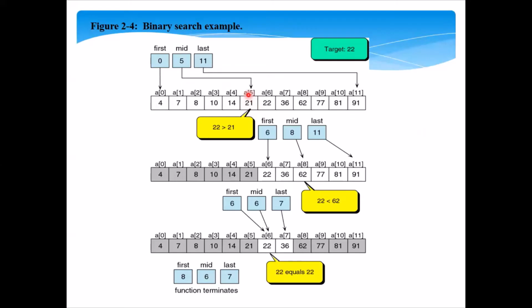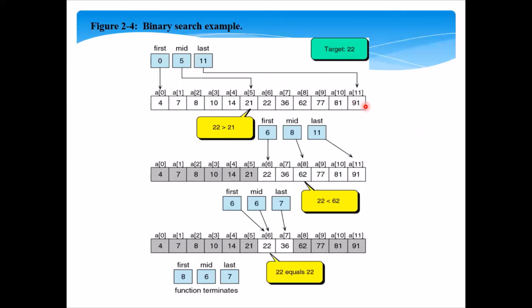We're going to compare the value in the middle element to our target value. In this case, the target value is 22, and 22 is greater than the middle element. So what will happen? We are going to omit the lower half and focus on the upper half, because again, the target value is greater than the middle element. That means the target element is on the right items, or on the upper half. So again, we're going to repeat the process by getting the first, the mid, and the last.